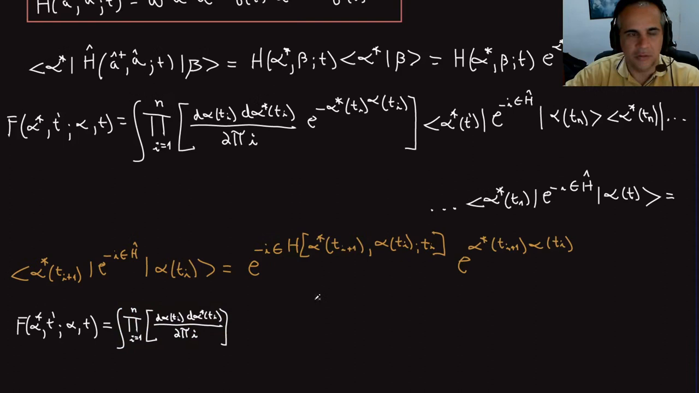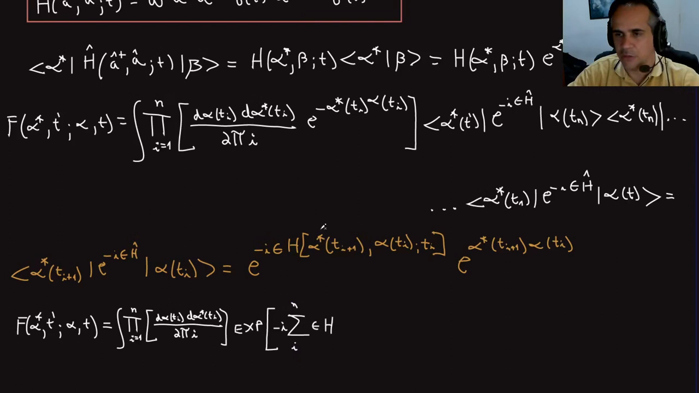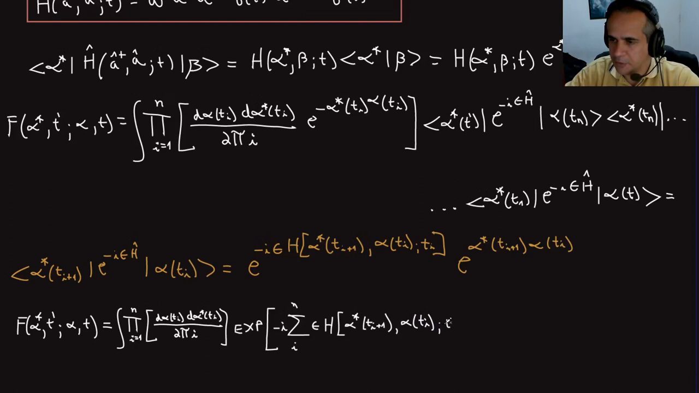Let me take the exponential coming from the Hamiltonian first. It's just the exponential of, I have a product of many of these exponentials, so I'm just writing the exponential of the sum from i to n of epsilon h of alpha star of t(i+1), alpha of ti. Right, so this is just the sum of all those terms.